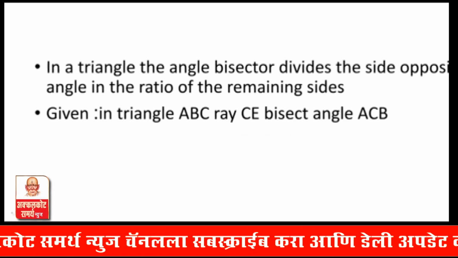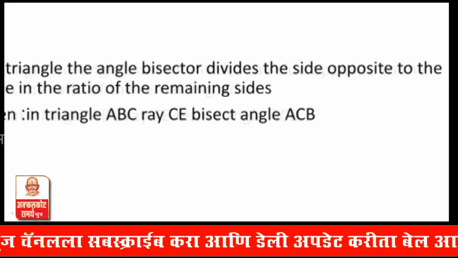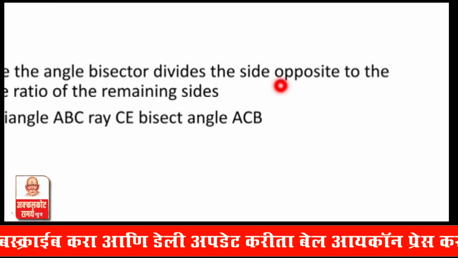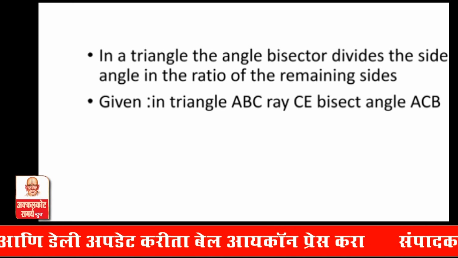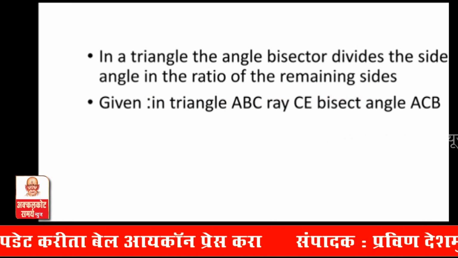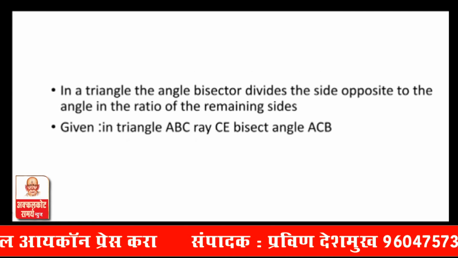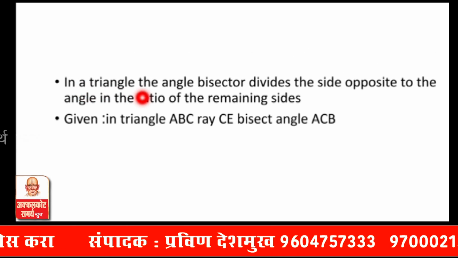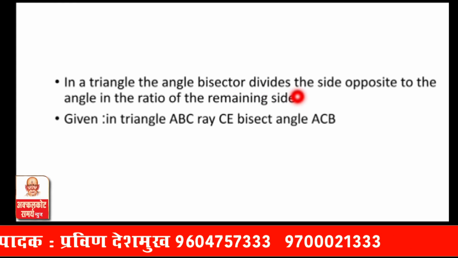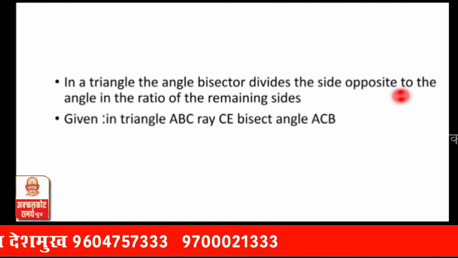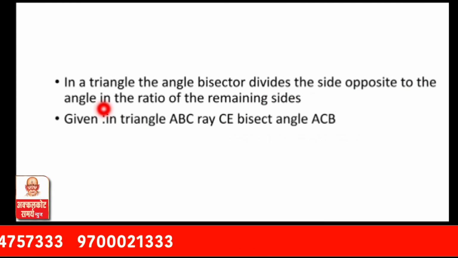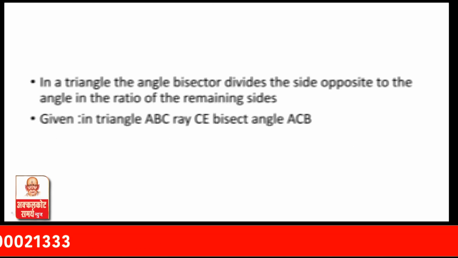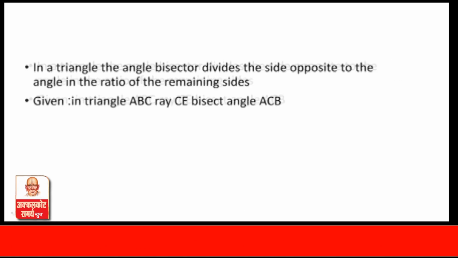In a triangle, the angle bisector divides the side opposite to the angle in the ratio of the remaining sides. Okay, this is the statement. In a triangle, the angle bisector divides the side opposite to the angle in the ratio of the remaining sides. What does it mean? I will explain here.